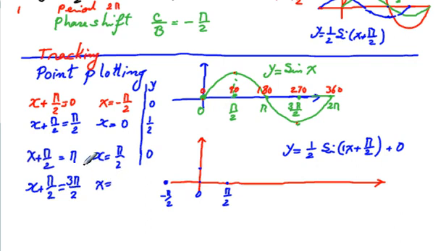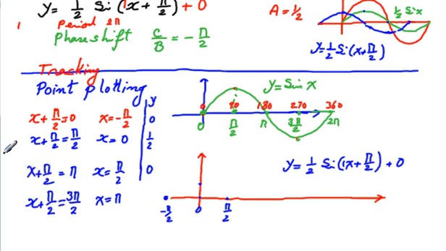By now you have learned the trick. Just subtract pi over 2 from it, so we get pi. At pi, what's going to happen? We expect the duplication of this event, which at 3 pi over 2 was negative 1. Let's try it again. When x is equal to pi, pi plus pi over 2 is 3 pi over 2. Sine of 3 pi over 2, that's what you see here, is minus 1. You multiply by half. It's minus 1 over 2, plus a 0 is still minus 1 over 2.